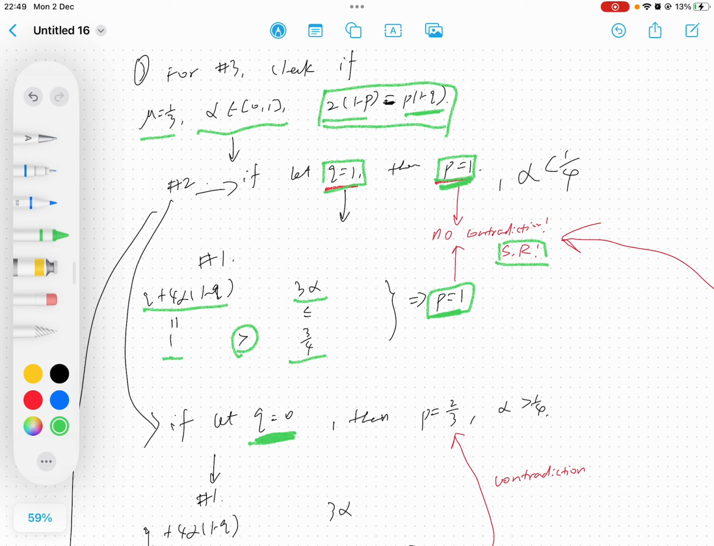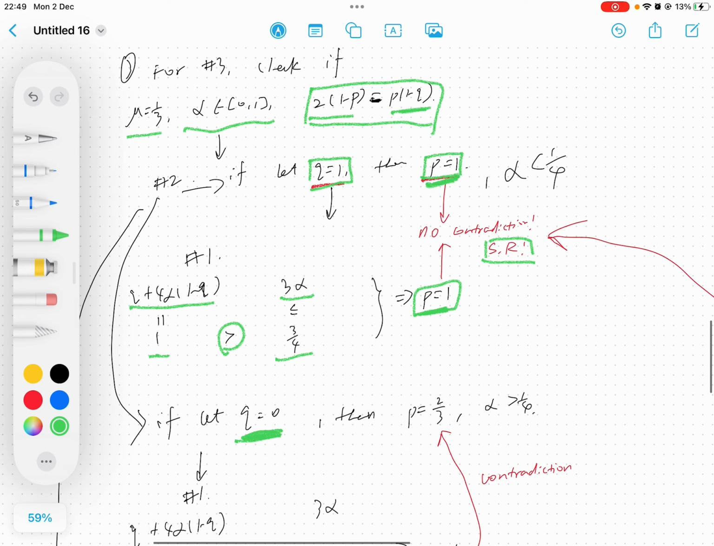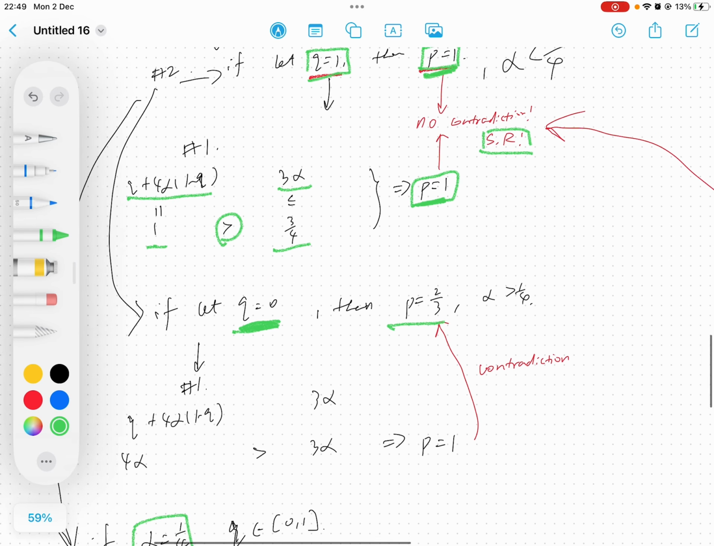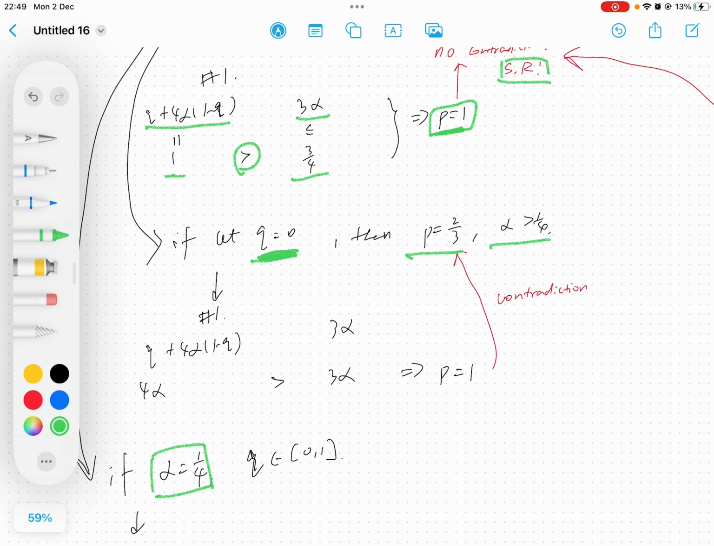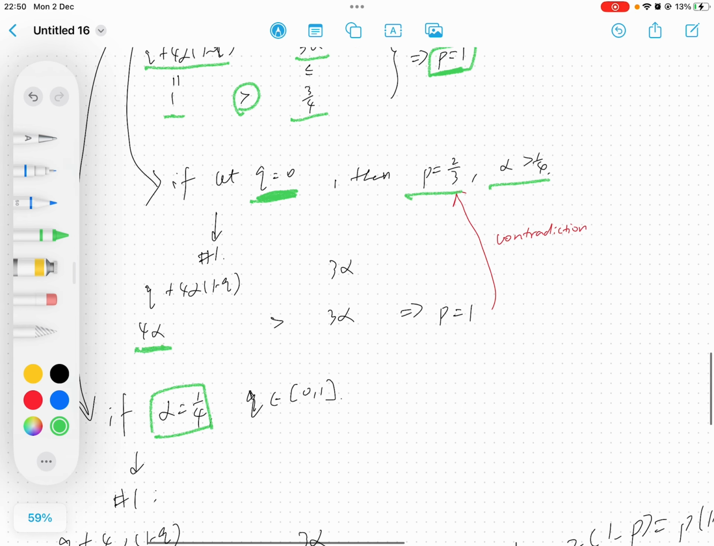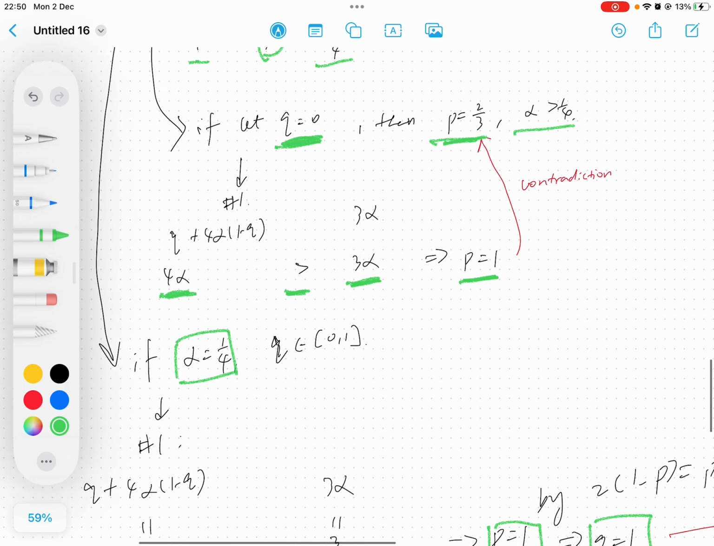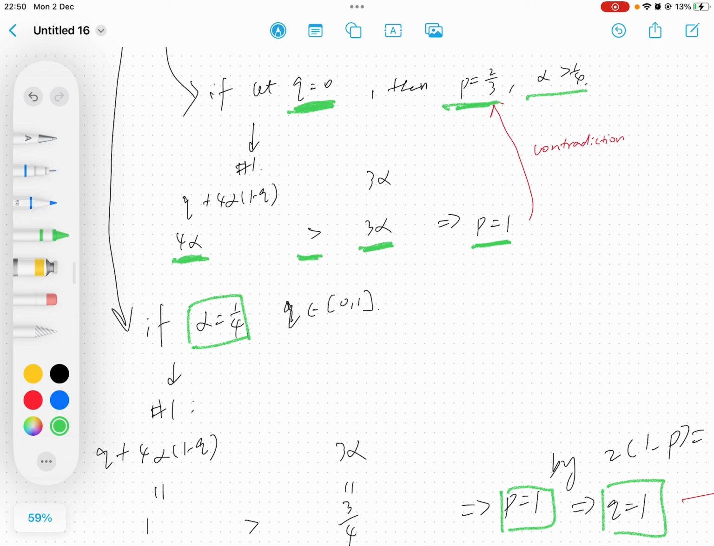How about what if q is 0? If q is 0, then we plug this into the equation, and here we have p is 2/3, and also alpha is greater than a quarter. So for player 1, we could verify that the left hand side gives us 4 alpha, and the right hand side gives 3 alpha, since alpha is a positive number. So here we have this greater sign again, so it means that p has to be 1. So again, those two yield a contradiction. So this doesn't work, it's not sequentially rational.